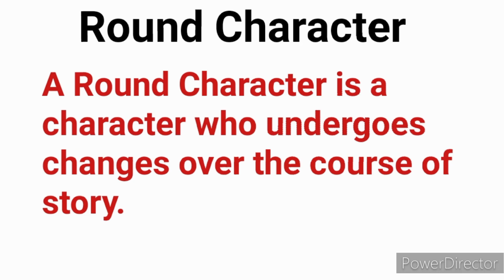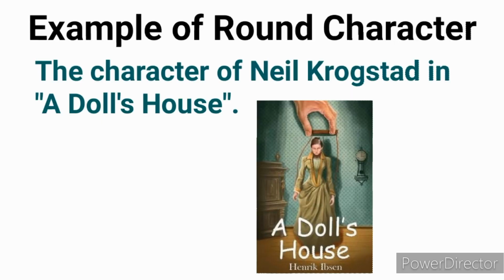The second type of character is round character. A round character is a character who undergoes changes over the course of a story. It means that he or she changes from a good being into a bad being or a bad being into a good being. In Henrik Ibsen's A Doll's House, the character of Nils Krogstad is a round character who turns from a bad character into a good character. At the end of this drama, Nils Krogstad wrote an apology letter to Nora.